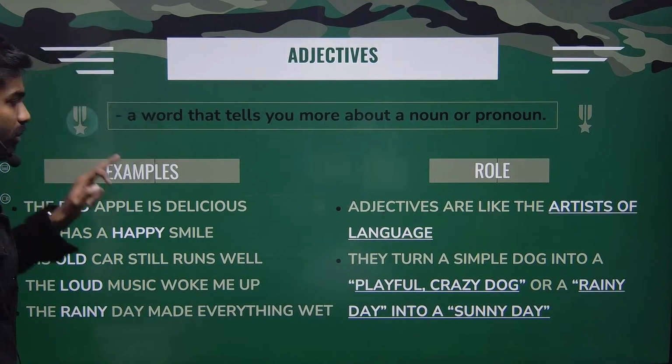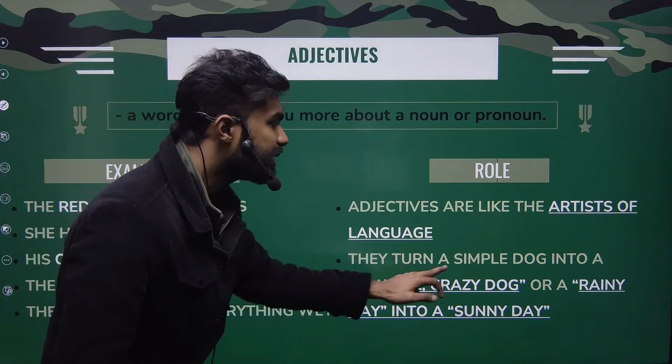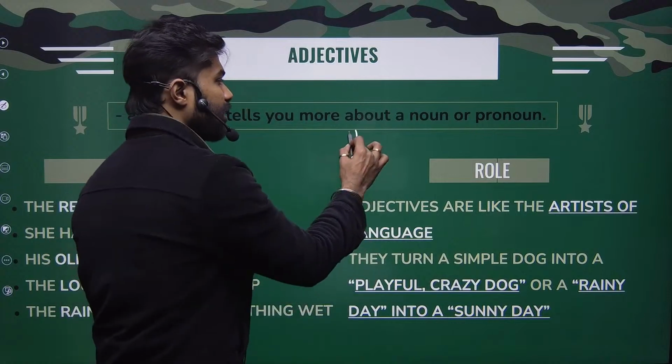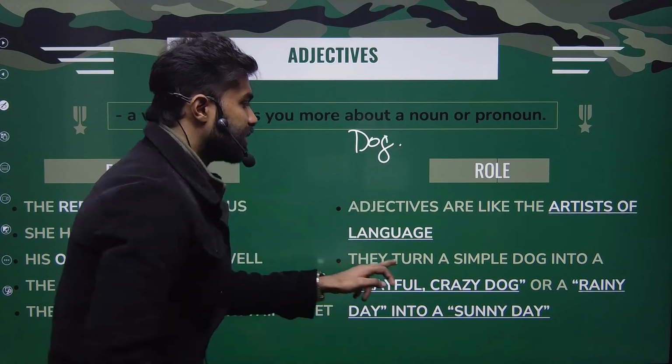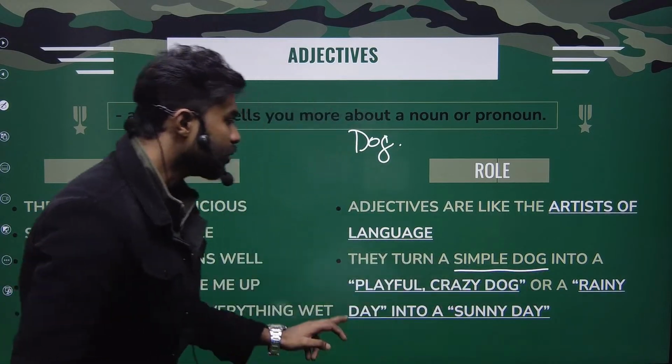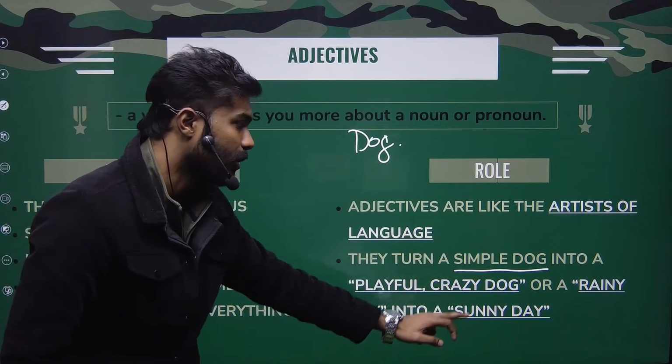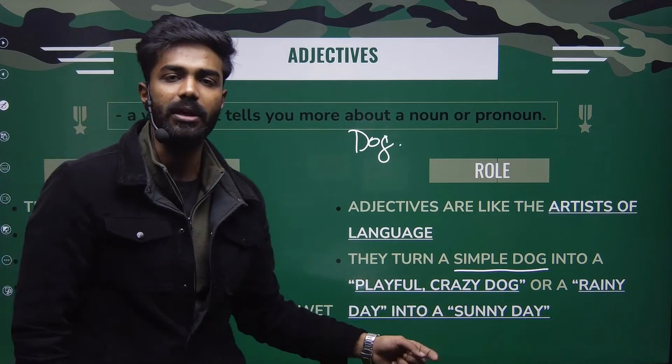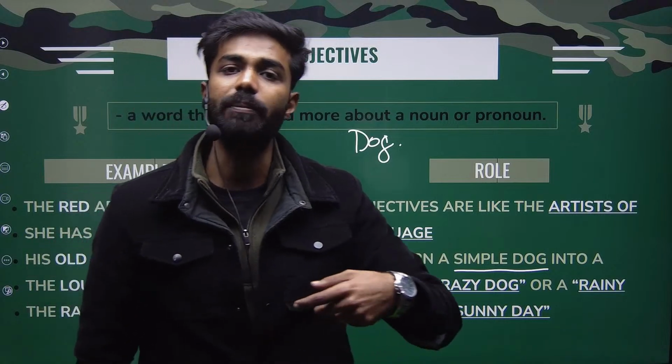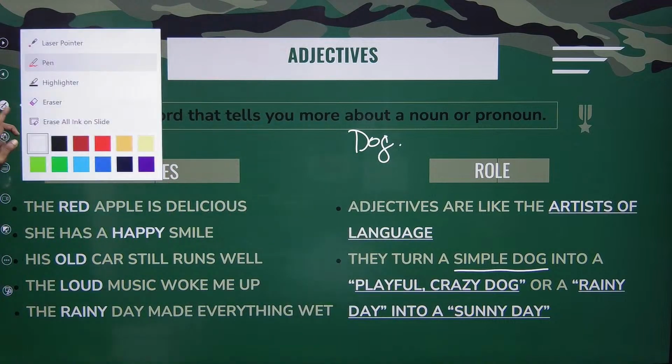Clear? And one more example, see here. They turn a simple dog. Okay, dog is a simple one, right? They turn a simple dog into a playful or crazy dog. A rainy day into a sunny day. If you change the adjective, the total meaning might change. All right. So that is why we call them artists of our language. Clear?